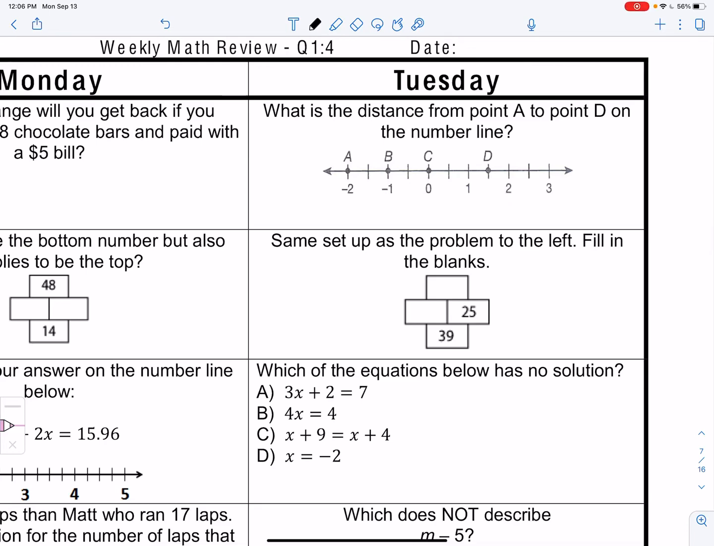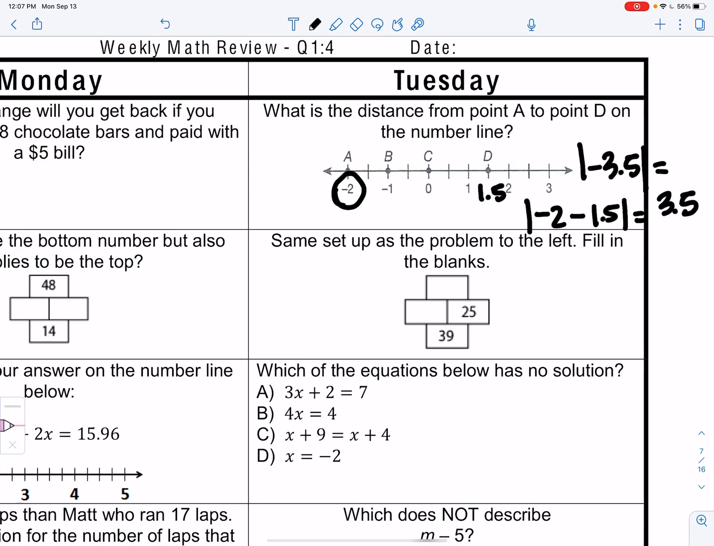All right, so for Tuesday, what is the distance from point A to point B on the number line? So point A is at -2 and point D is at 1.5. So all you have to do is figure out how to get from -2 to -5. So you're really just doing absolute value. So you're doing -2 minus 1.5 and you're finding the absolute value of that. So -2 minus 1.5 is -3.5 and the absolute value of that is just positive 3.5. So your answer here was just 3.5.